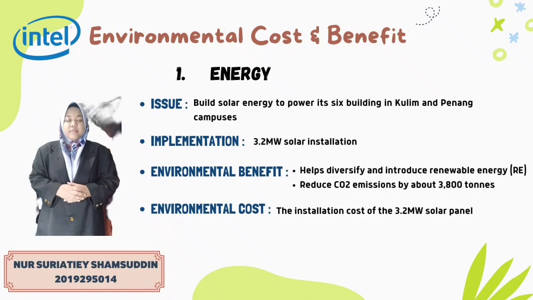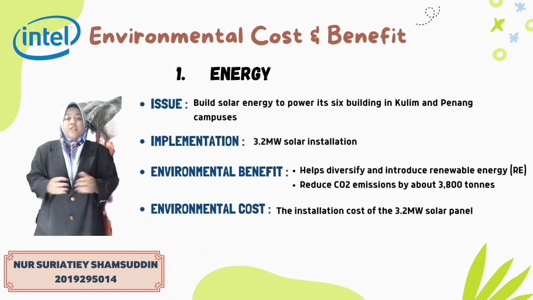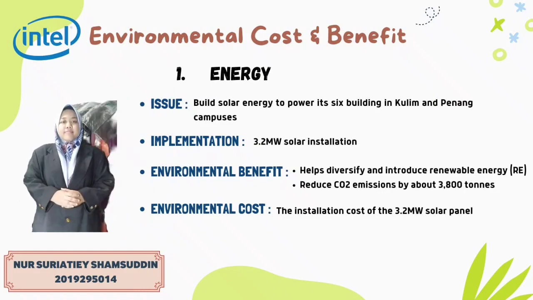So, regarding the energy management, the issue is to build solar energy to power its 6 buildings in Kulim and Penang campuses by implementing and installing a 3.2 megawatt solar installation that generates some 600 megawatts of electricity annually. The environmental benefit from this is the energy supply from solar sources also helps diversify and introduce renewable energy, RE, into the campus energy supply mix, which was predominantly powered by natural gas and coal sources, reducing carbon dioxide emissions by about 3,800 tons. The environmental cost would be the installation cost of the solar panels.